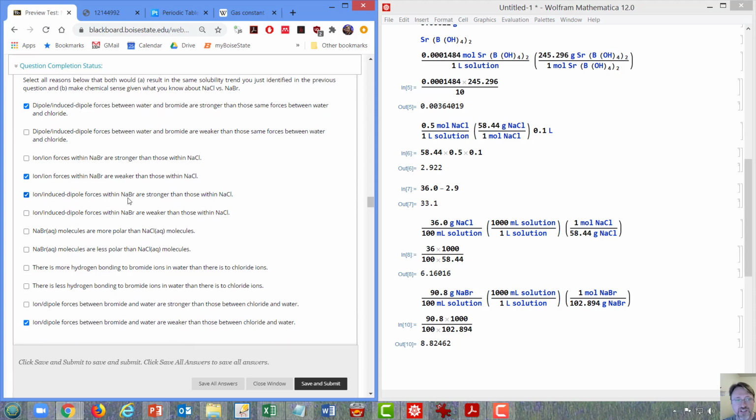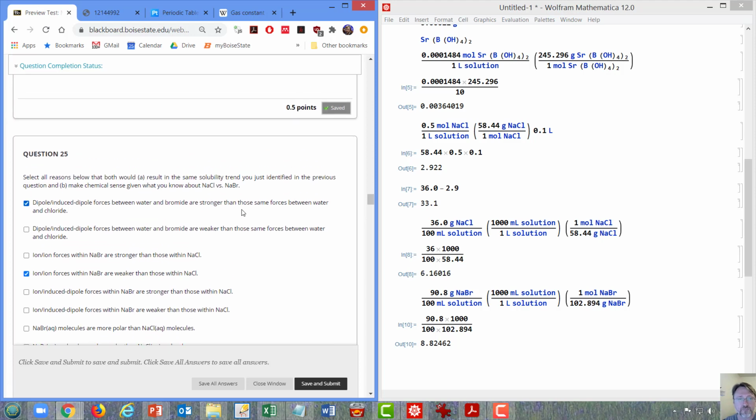Ion-induced dipole forces within sodium bromide are stronger than within sodium chloride. Now this means that in the salt, in the solid, the sodium bromide has stronger of this, and we're trying to break those. So this one is going the opposite direction. So we get rid of that. Last one we have to look at is here. Ion-dipole forces between the ion and water. We want strong forces in this case for the bromide, and here we are saying that they are weaker. So this one goes opposite of what we want. We now have those two. Okay.